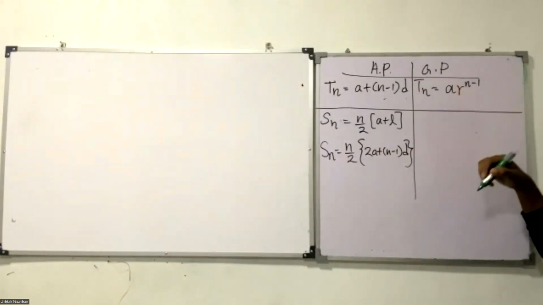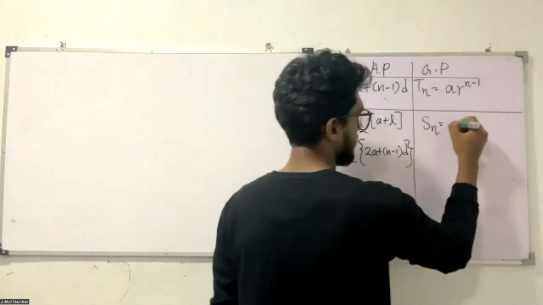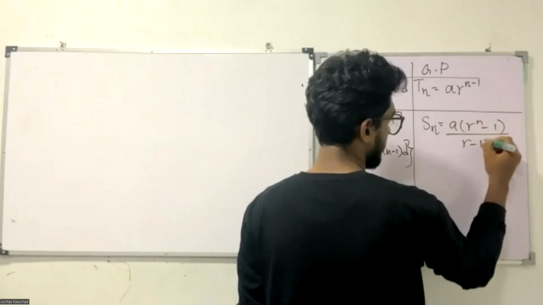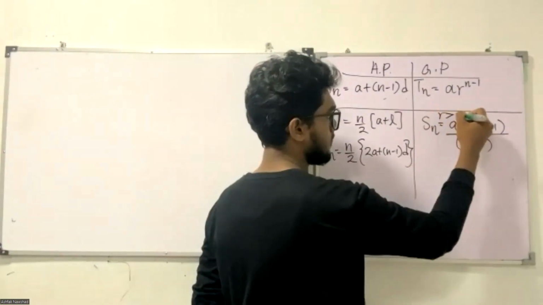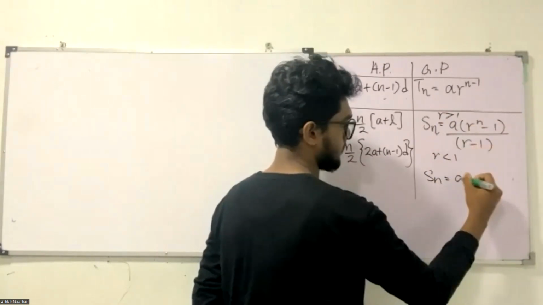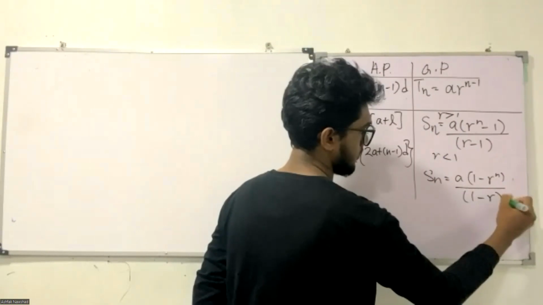And then for geometric progression, there's only one formula for the sum. Sn equals a (r to the power n minus 1) over (r minus 1). If r is greater than 1, we can use this. If r is less than 1, we can flip these terms: a (1 minus r to the power n) over (1 minus r).